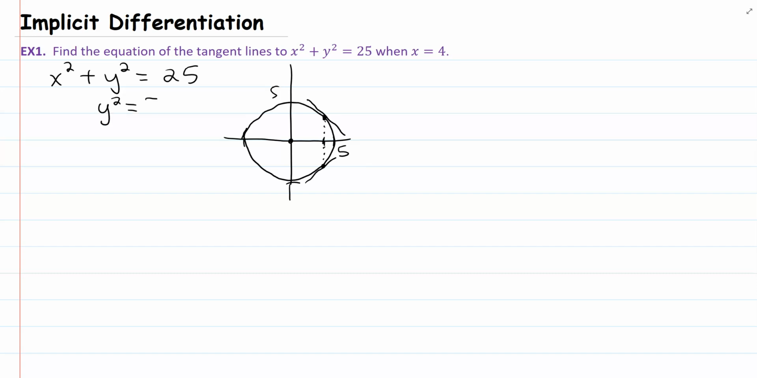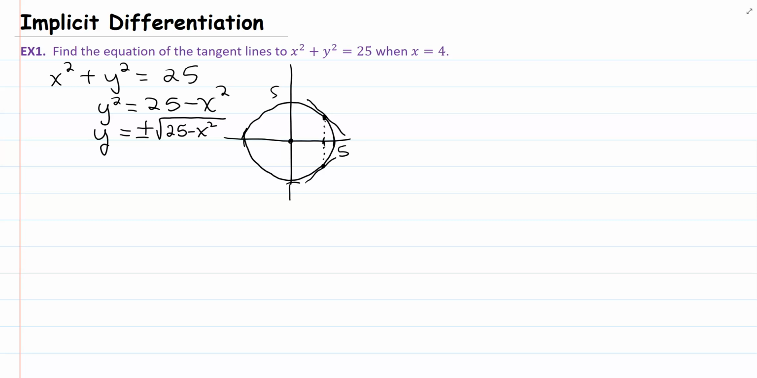y squared is equal to 25 minus x squared. When you square root both sides, you will get plus or minus square root of 25 minus x squared. So you can see the positive 25 minus x squared and the negative 25 minus x squared. And that would be the top half and the bottom half, right?